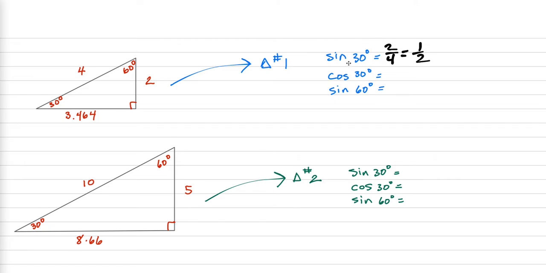1-1. Hank, can you help me figure out cosine of 30 degrees from this triangle?